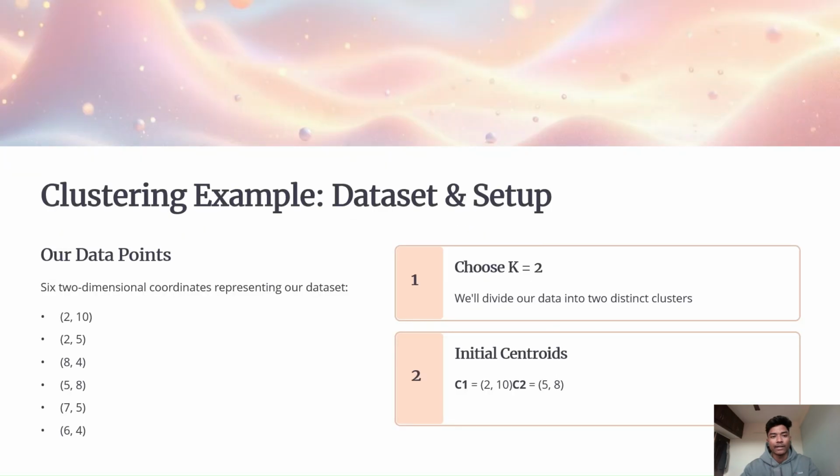Now looking at the practical dataset example, let's walk through a simple example to really understand k-means. Our data points are (2,10), (2,5), (8,4), (5,8), (7,5) and (6,4). We select k equals 2, so we want two clusters. Initial centroids chosen are (2,10) and (5,8). Now we look at the first iteration step.